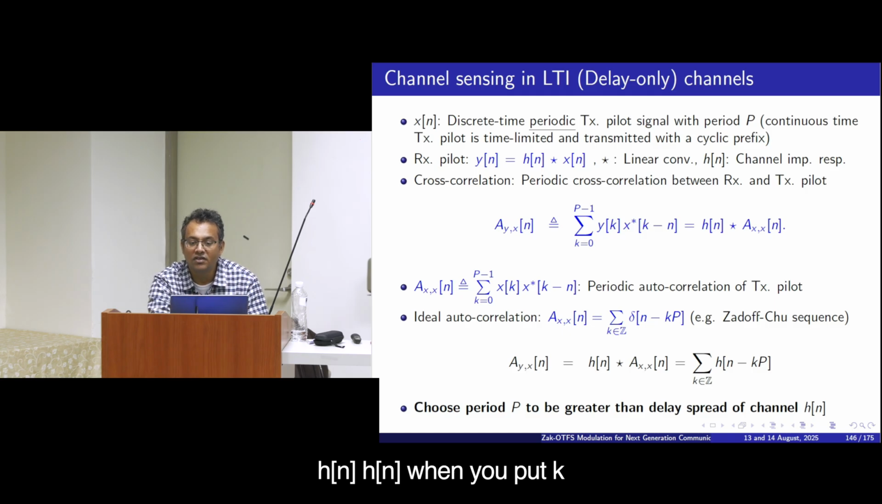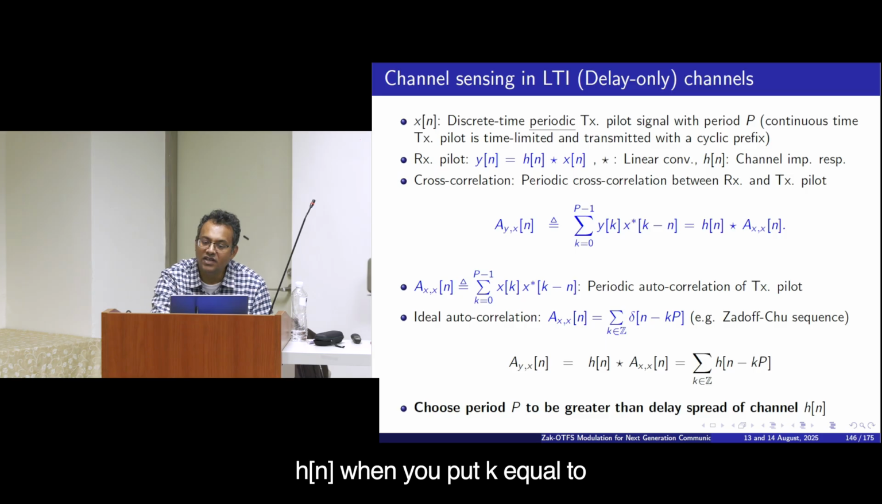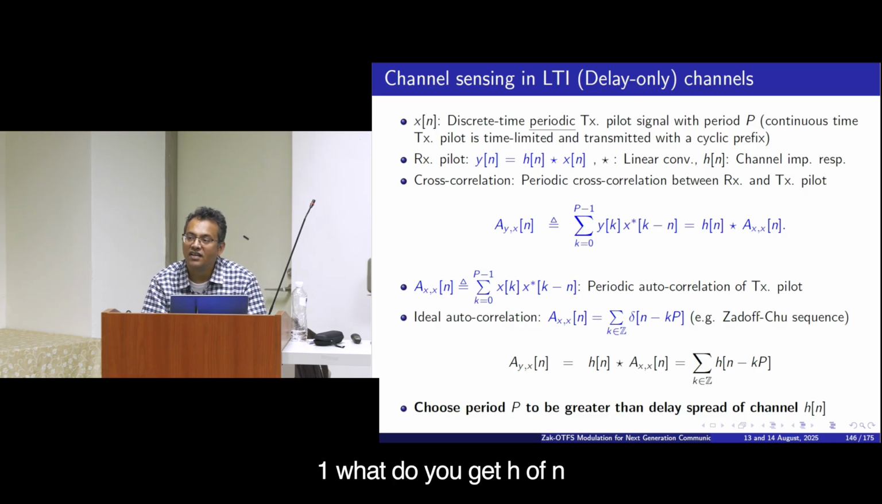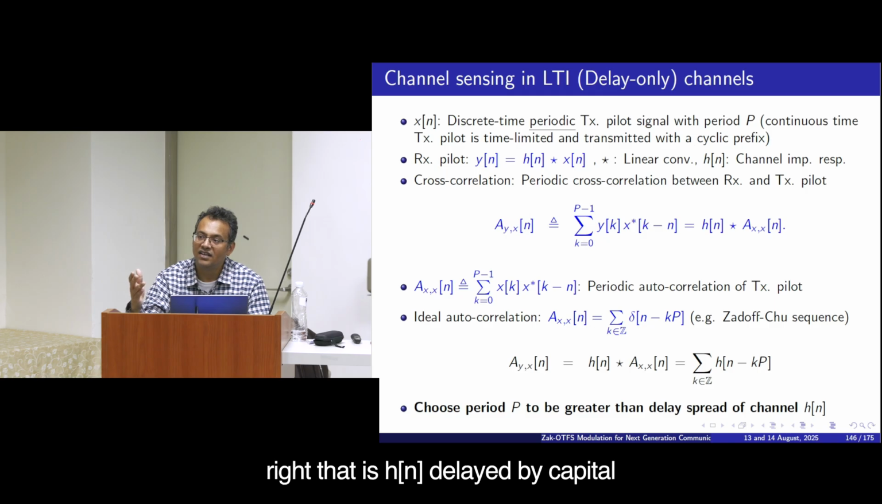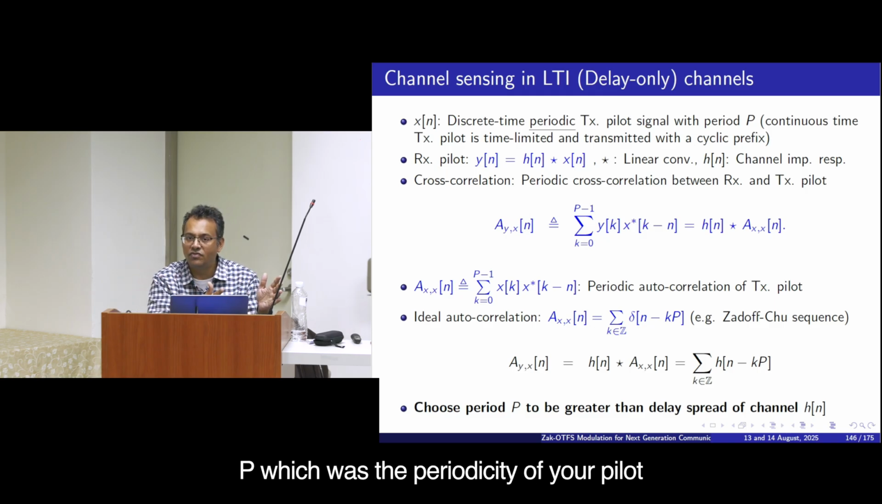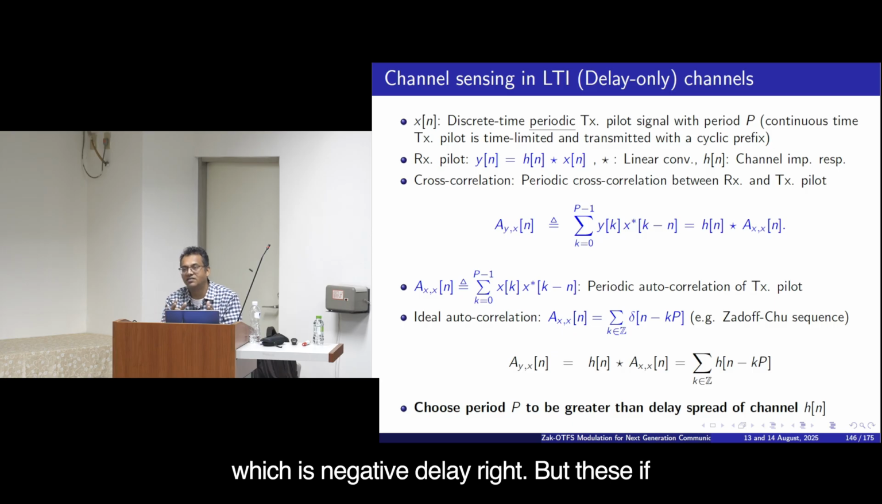When you put k equal to 0 in this summation, you get H[n]. When you put k equal to 1, what do you get? H[n minus P], that is a different signal, right. That is H[n] delayed by capital P, which was the periodicity of your pilot, and then H[n minus 2P]. There is also H[n plus P], which is a negative delay, right.